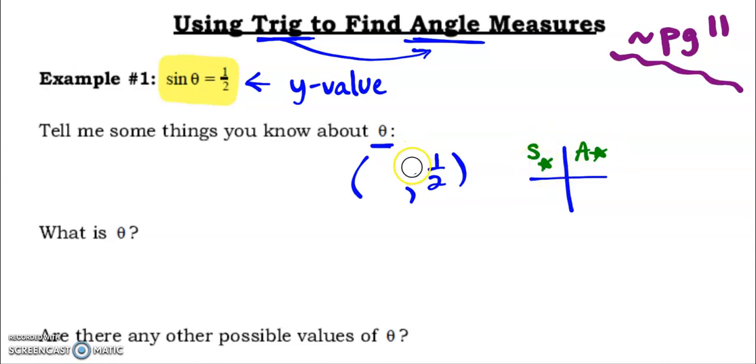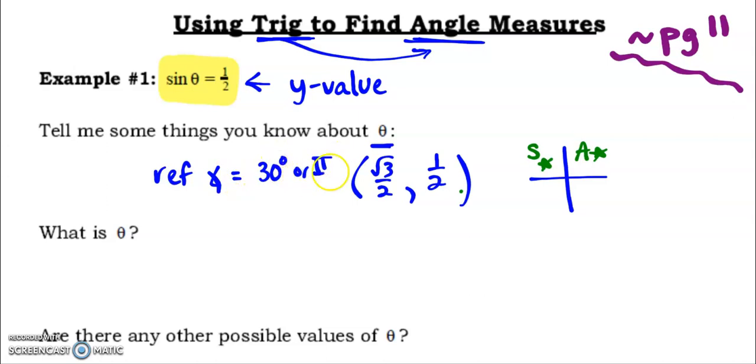And if the y value is 1/2, then you know what the x value has to be to correspond to that. It would have to be √3/2. So that means we're looking at a reference angle of either 30 degrees or pi/6. Okay, so then those land in the first quadrant, so we could say 30 degrees or pi/6, depending on what units they ask for.